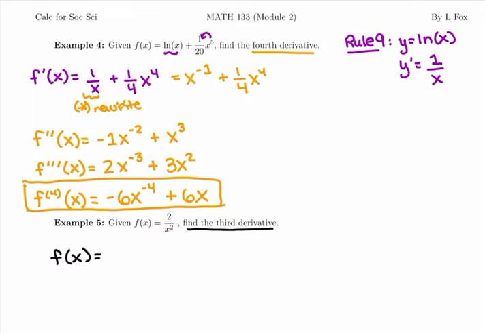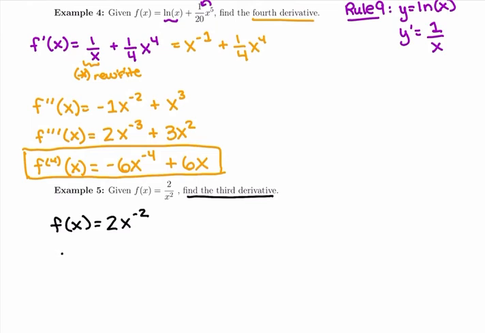If you can't get it on your own, I'm going to first just rewrite the function. It's 2x to the negative 2. And I'm finding the third derivative. So my first derivative, f prime of x, bring down the power, is going to be negative 4. X to the negative 2 minus 1 is negative 3.